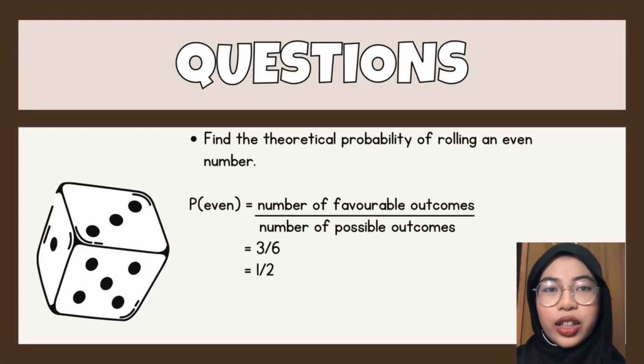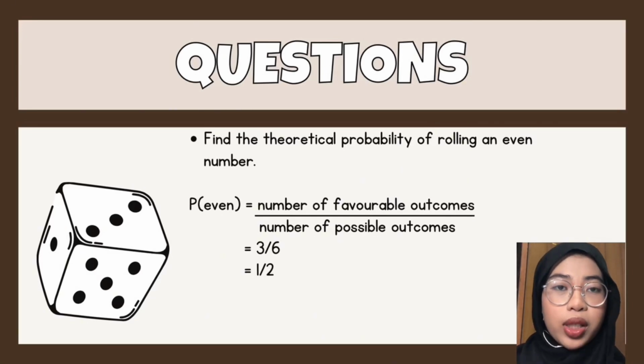Next, the second question is to determine the theoretical probability of rolling an even number. We use the equation P equals number of favorable outcomes over number of possible outcomes. Thus, the number of favorable outcomes based on the table is 3 over 6. Hence, the answer is 1 over 2.